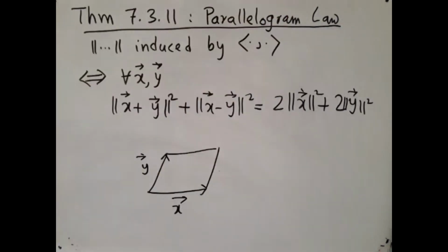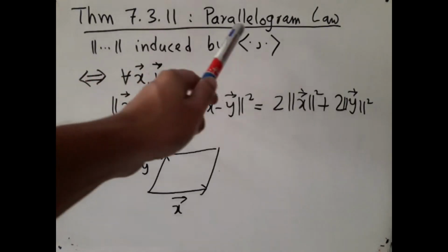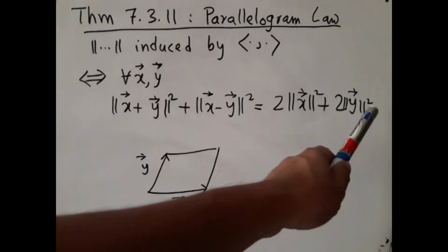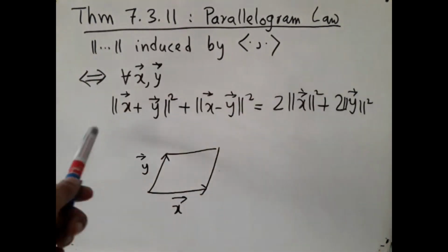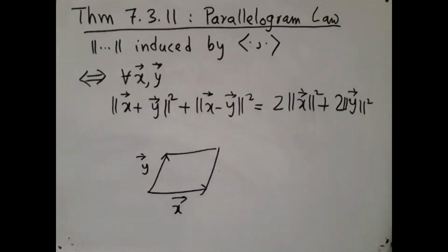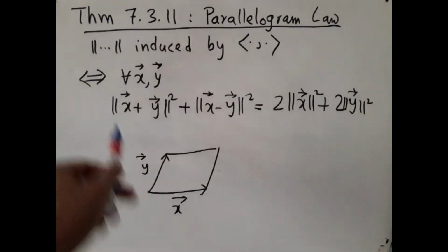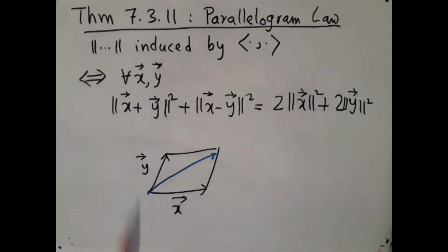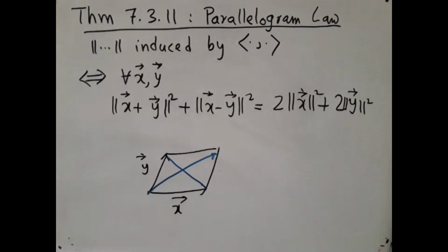This is called the Parallelogram Law. It says that a norm is induced by some inner product if and only if for all x, y this equality holds. It is called the Parallelogram Law because it has a nice interpretation in terms of parallelograms for R2 or R3. So I take two vectors x and y. In that case, x plus y according to the parallelogram law is this. Similarly, x minus y according to the triangle rule is this.